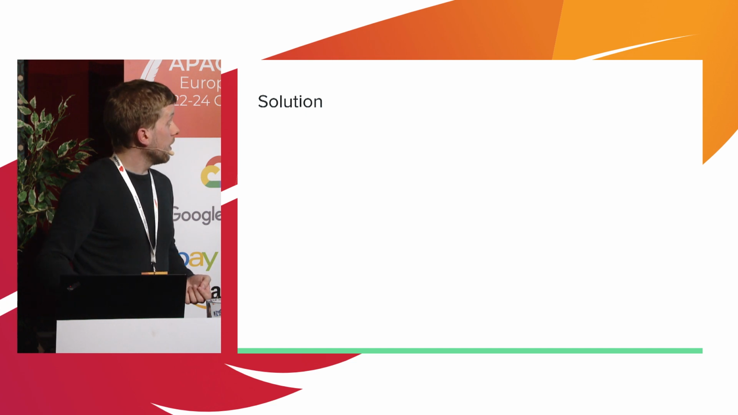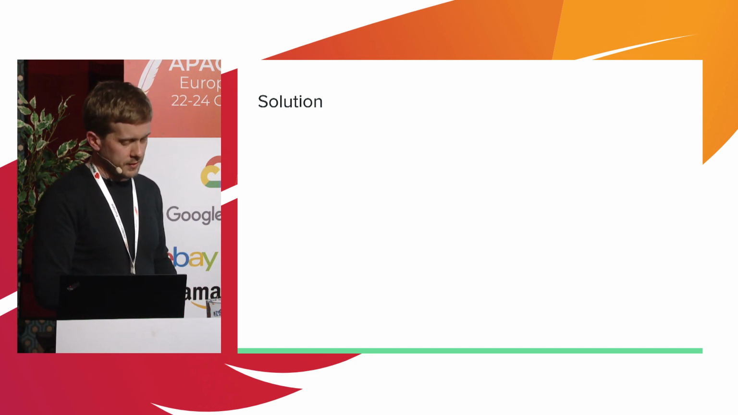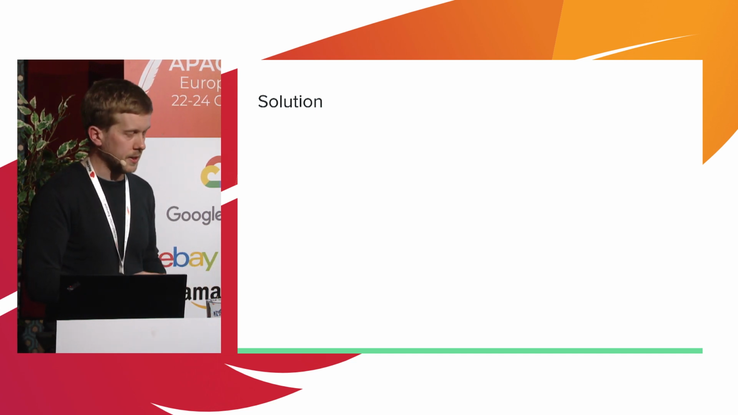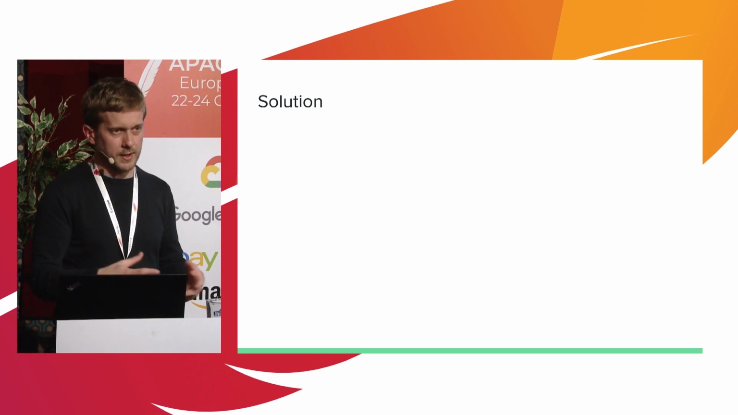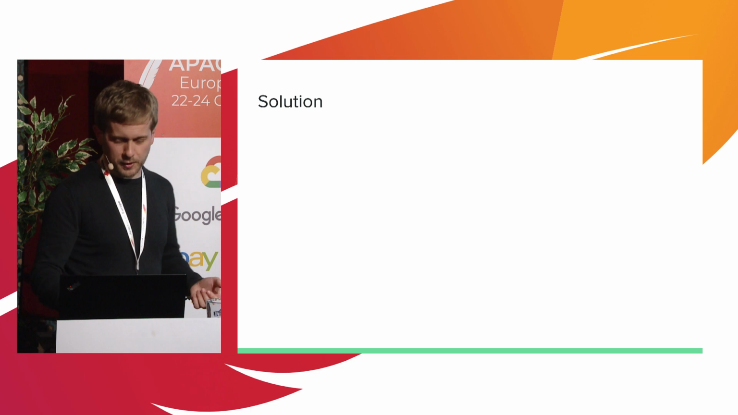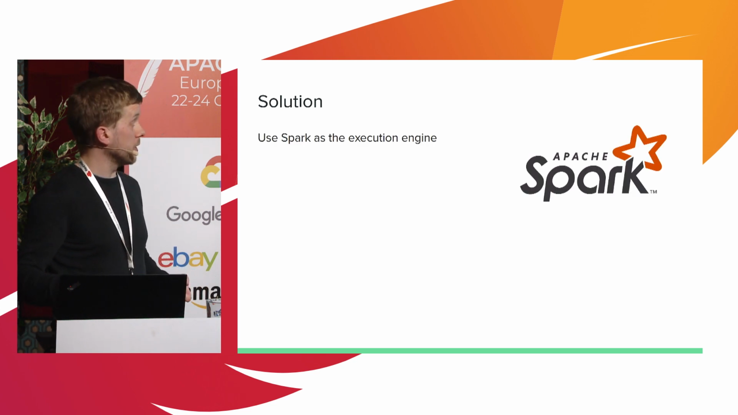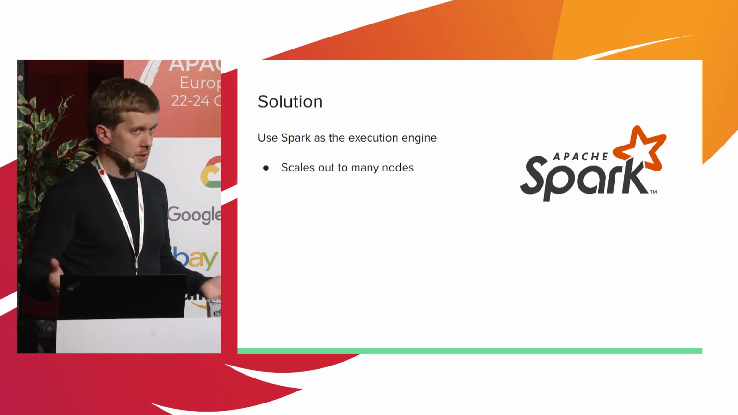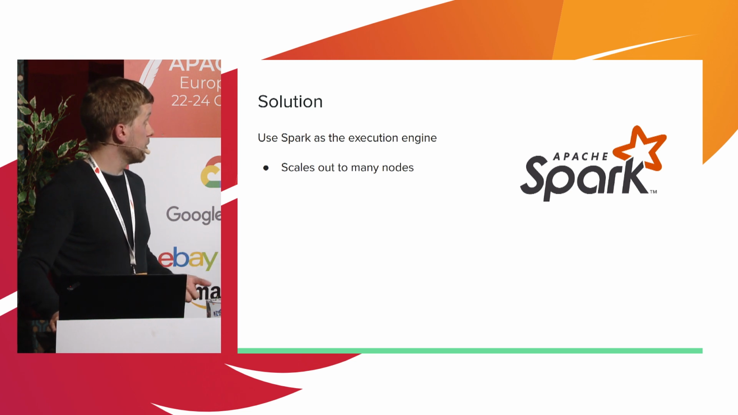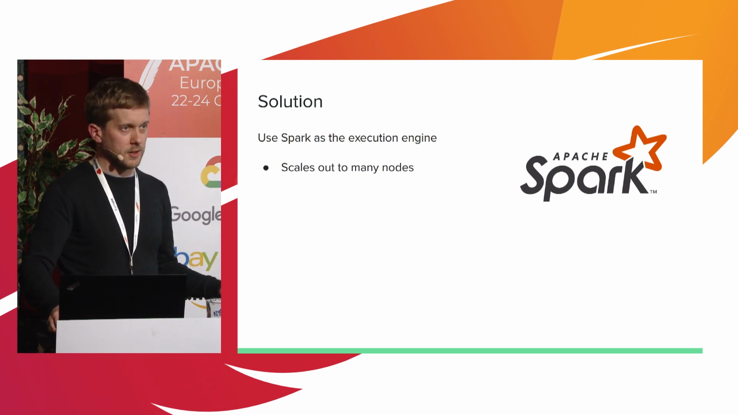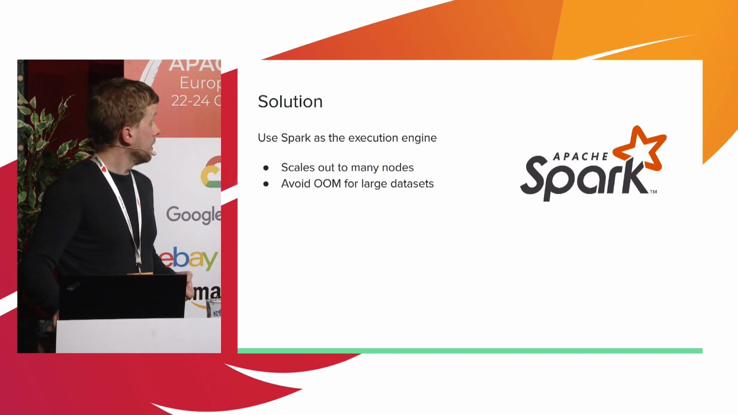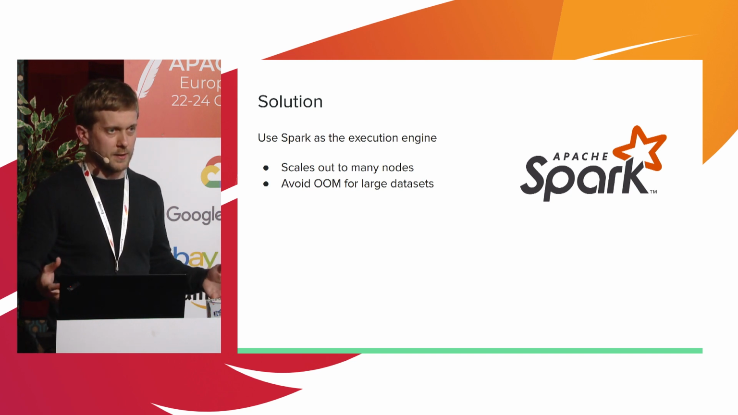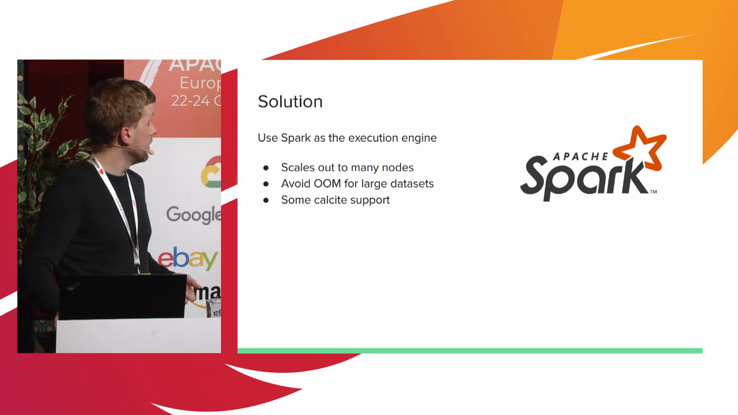So how can we solve this problem? Really the issue here is this in-memory layer that we have in Calcite. And there are a few ways that we can scale that out. At Contiamo, what we've looked at is using Spark as the execution engine. I'm sure everybody's heard of Spark at least. It scales out to lots and lots of nodes. You can basically connect to a Spark cluster with dozens or more nodes in there. You can avoid OOM situations, so in most cases you don't run out of memory with Spark.